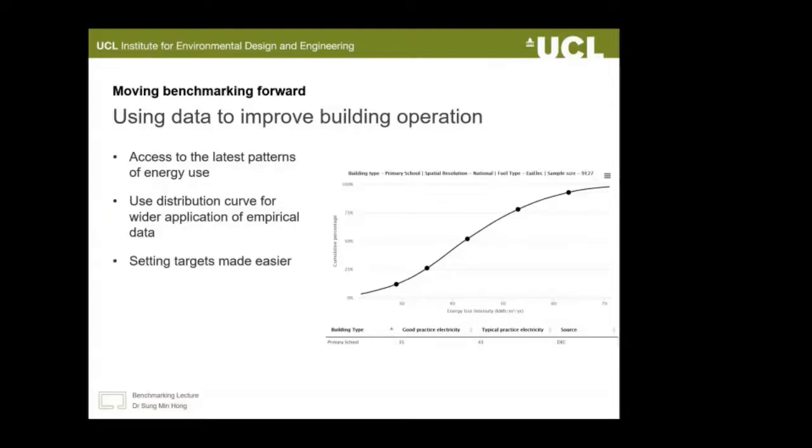And through the tool, what we're hoping to do at the moment, there is a very simple way to set the targets by superimposing the target over the distribution curve, just to provide an idea of where a particular performance figure stands in relation to the relevant population.